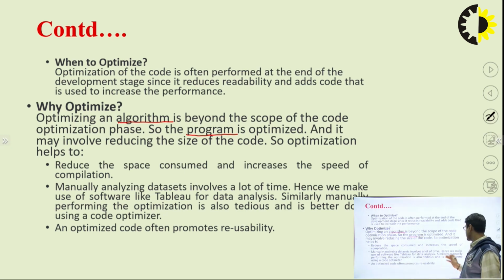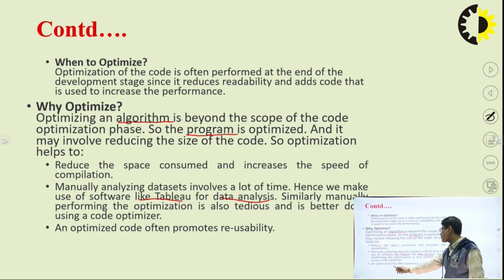What do we do? Hence we make use of software like Tableau for data analysis. Similarly, manually performing the optimization is also tedious and is better done using a code optimizer. So for analyzing the data, we use different software, but for performing the optimization, we use a code optimizer. It is a kind of code which facilitates code optimization.